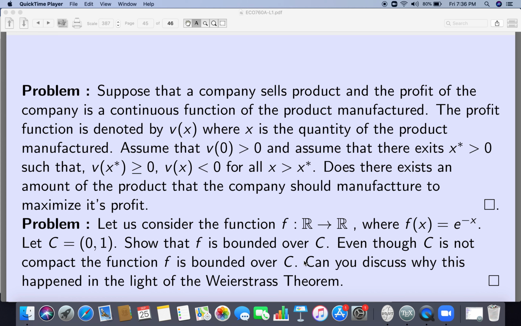You can take 0 to infinity also, no problem. Then also the question would be, is it bounded? If it is, is the bound attained? Yes or no? And why do you think they are not attained? What is the issue? That is the thing that you really have to discuss. The set C is actually bounded.